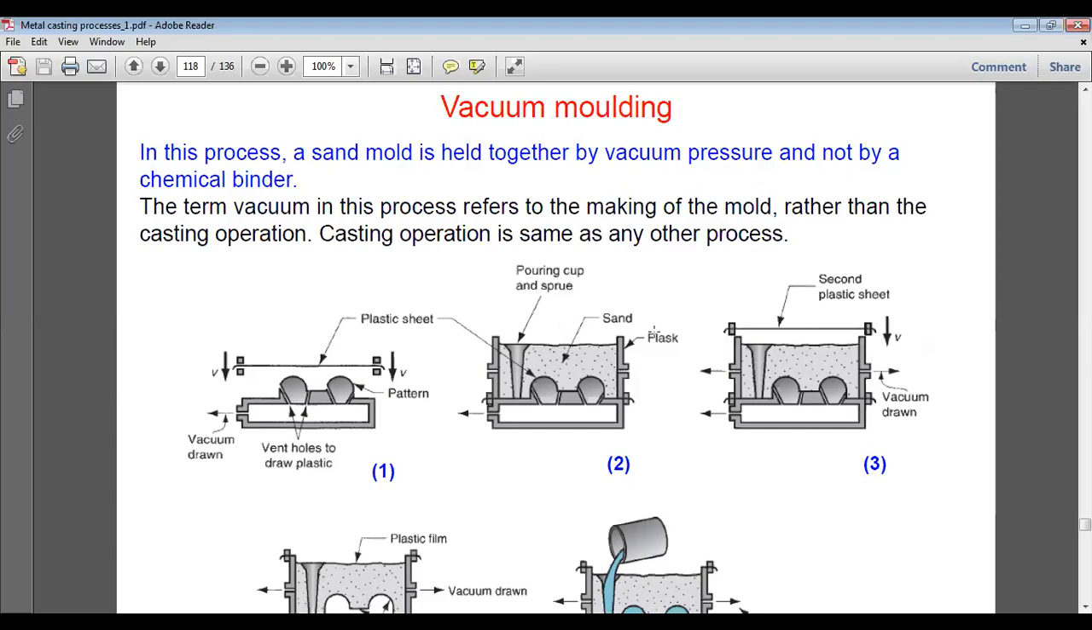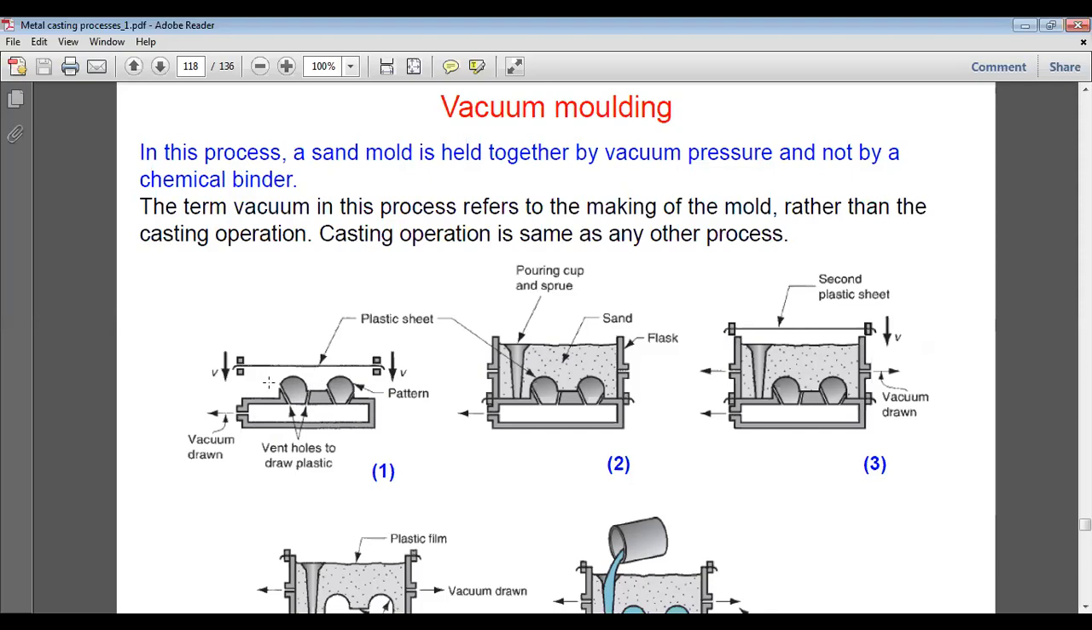The vacuum is applied to make the mold, and this vacuum basically preserves the intactness or togetherness of the molding sand. So we can see here the vent holes, vacuum drawn. This is the plastic sheet, this is the pattern, and this is the vacuum pump. Then the vacuum pump works. There are vent holes to draw the plastic.